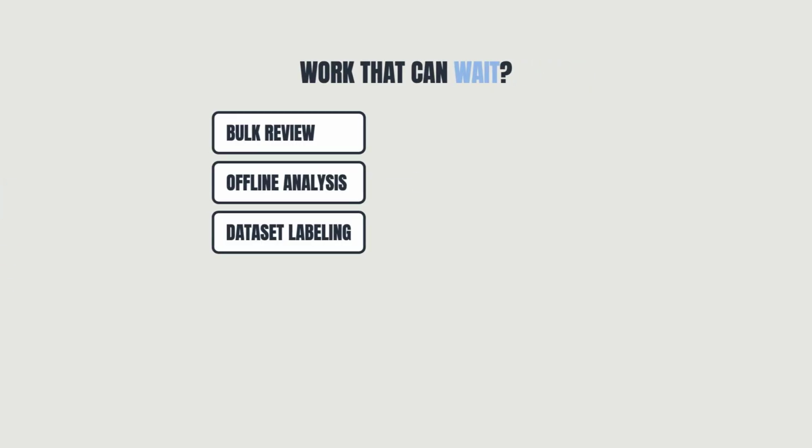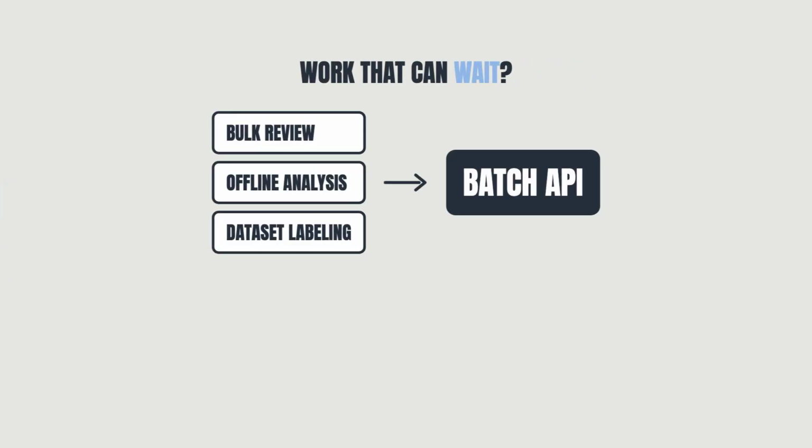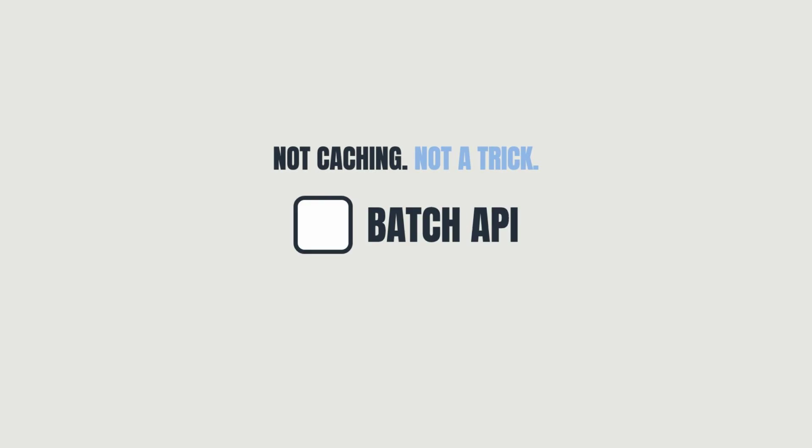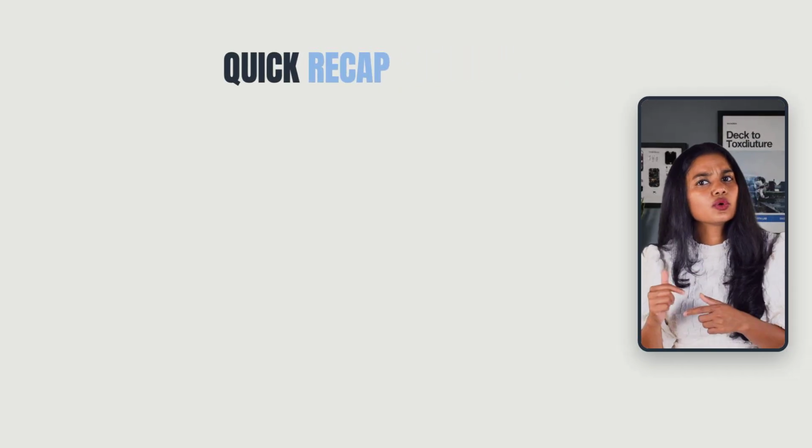If you're running bulk document review, offline analysis, dataset labeling, or anything that can wait for a few minutes or run overnight, the batch API gives you a straight 50% discount on both input and output tokens automatically. That's not a caching optimization or a clever prompt trick. It's just a checkbox you're not ticking for async work that never needed to be real time in the first place.